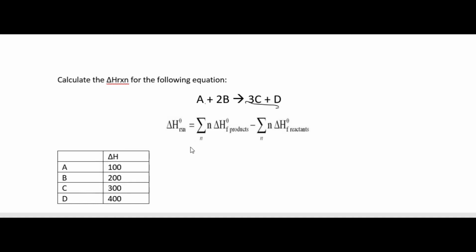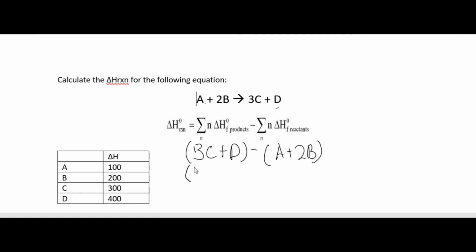So let us set up the equation. 3C plus D. Don't forget the parentheses, so you won't forget about it. Then minus the reactants, A plus 2B. So next step, you just need to substitute the values in the table.